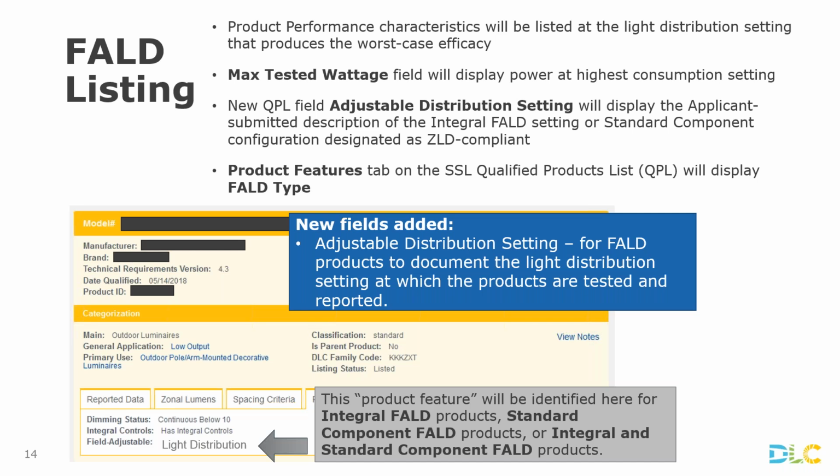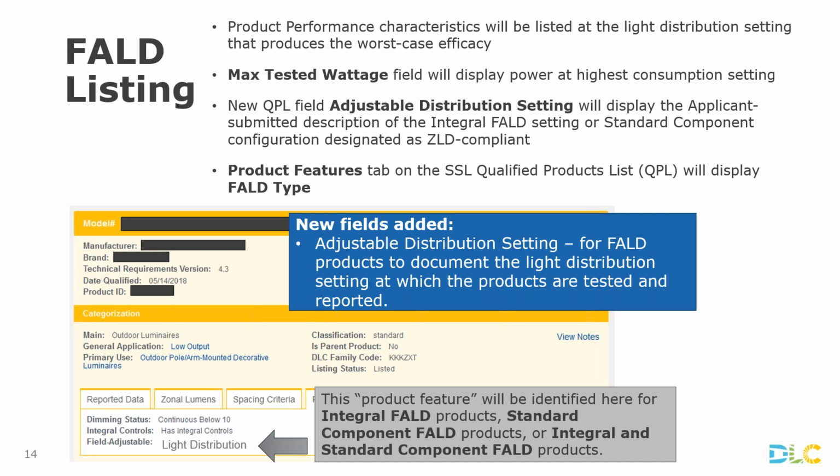The third is a new QPL field, the adjustable distribution setting, something we want to collect as a simple description of the configuration that was tested and designated to comply with the zonal lumen distribution requirements for the PUD.